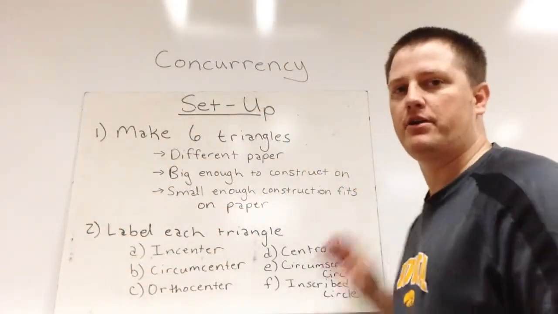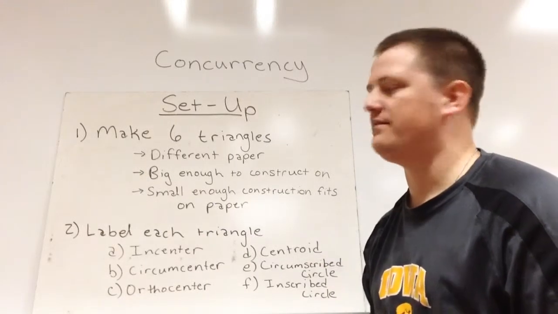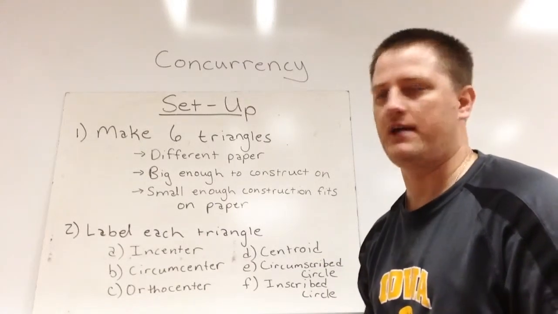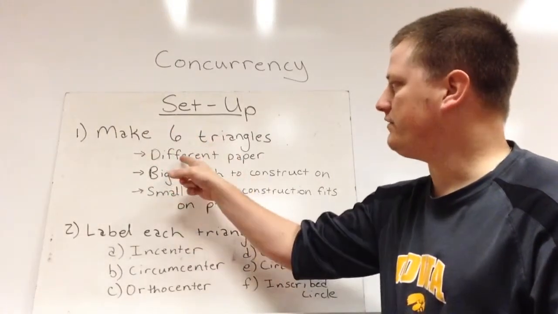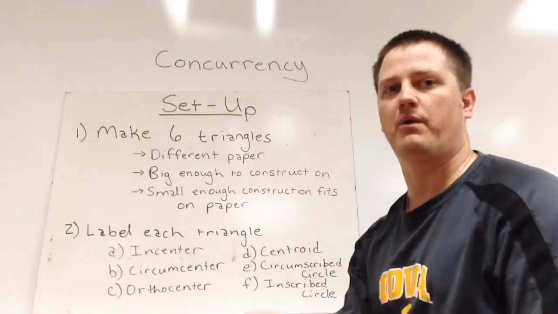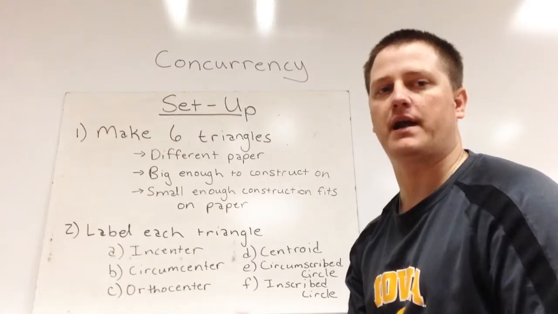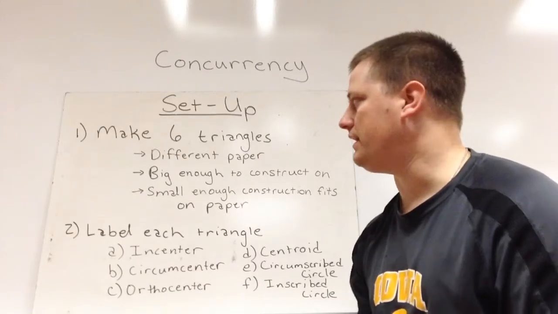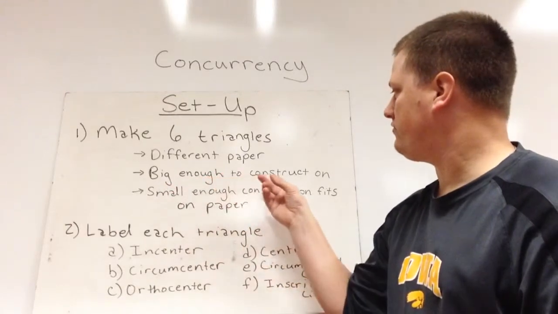Okay, now you need some paper and a straight edge so that we can set up our investigation. First, you need to make 6 triangles. Make sure each one is on different paper. The reason for that is we want each one to be separate, and we want enough room so that we're not getting confused about what's going on in each one. Make sure that each triangle is big enough to construct on.